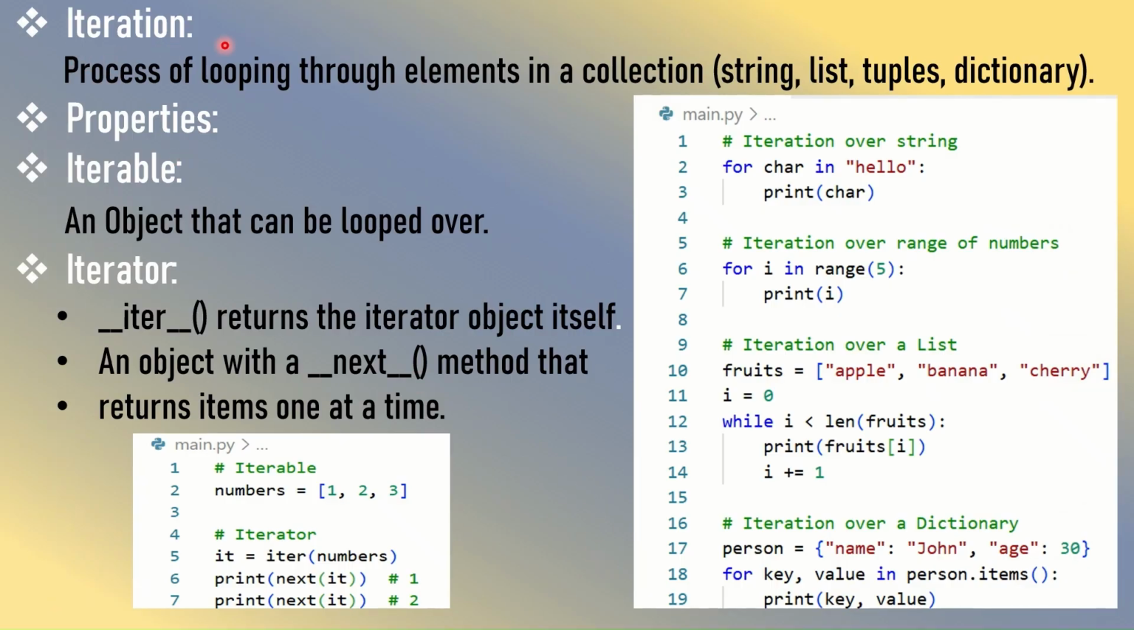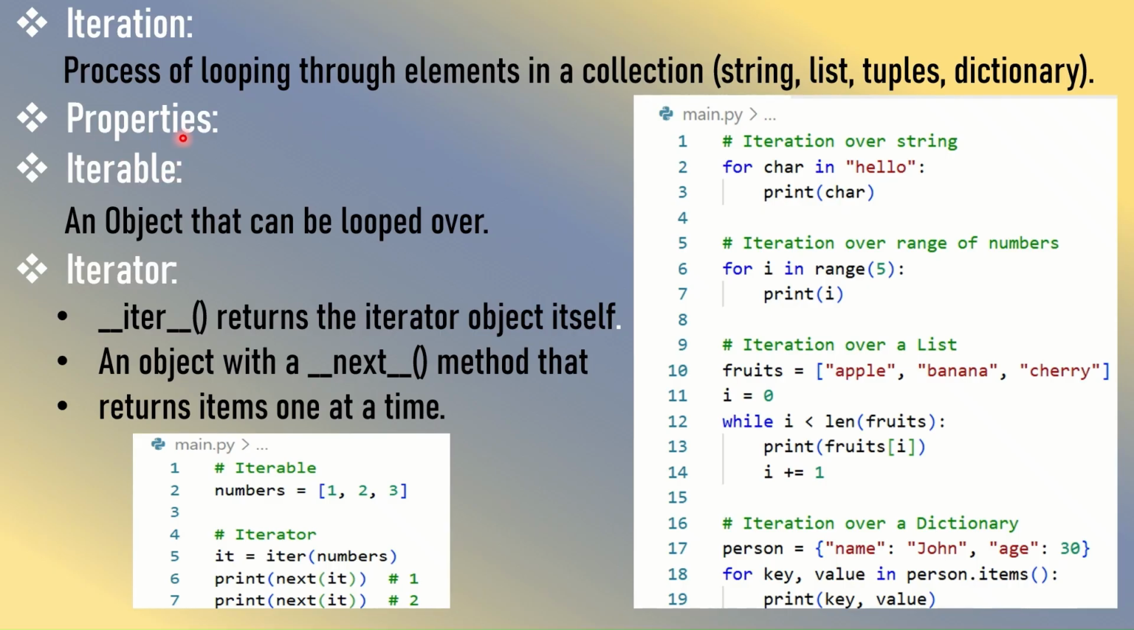Iteration. We have already seen how this iteration works in our previous sessions, but we haven't discussed it theoretically in detail. Now let's see what this iteration is all about, and how it works. So iteration is simply the process of looping through the elements in a collection. This collection can be a string, list, tuple, or dictionary, like all sequence data types that have a collection of elements, we can make use of this iteration. So it's simply looping through a collection of elements.